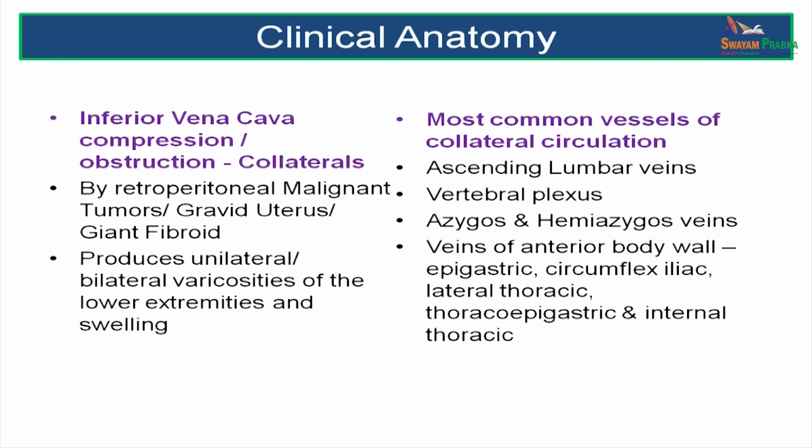The most common vessels in a collateral circulation here are the ascending lumbar veins, the vertebral plexus, azygous and hemiazygous veins, and veins of the anterior body wall like the inferior epigastric, superior epigastric, circumflex iliac, lateral thoracic, thoracoepigastric and internal thoracic vessels.